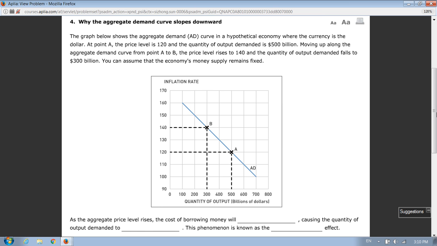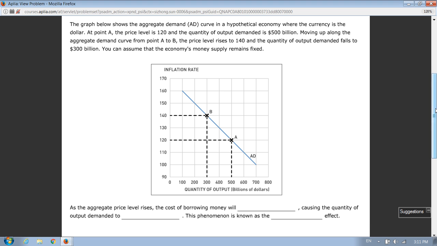Why the aggregate demand curve slopes downwards. The graph below shows the aggregate demand curve in a hypothetical economy where the currency is the dollar. At point A, the price level is 120. The quantity of output demanded is $500 billion. Moving up along the aggregate demand curve from point A to point B, the price level rises to 140 and the quantity of output demanded falls to $300 billion.